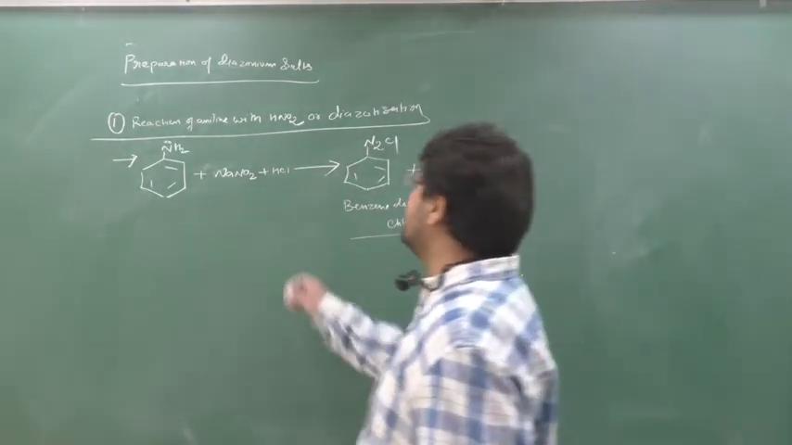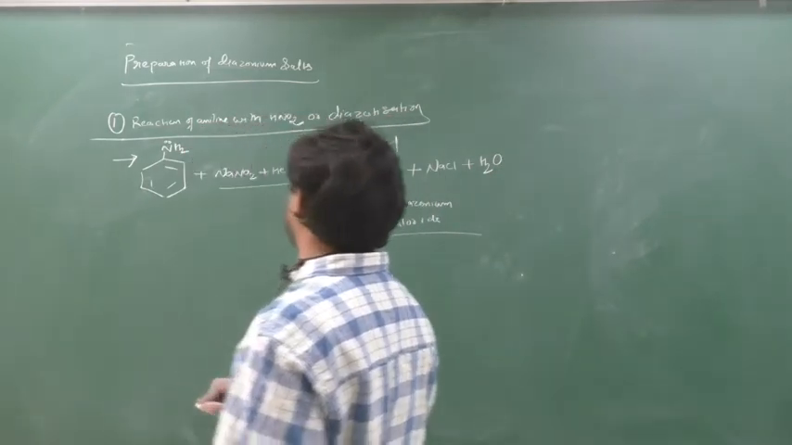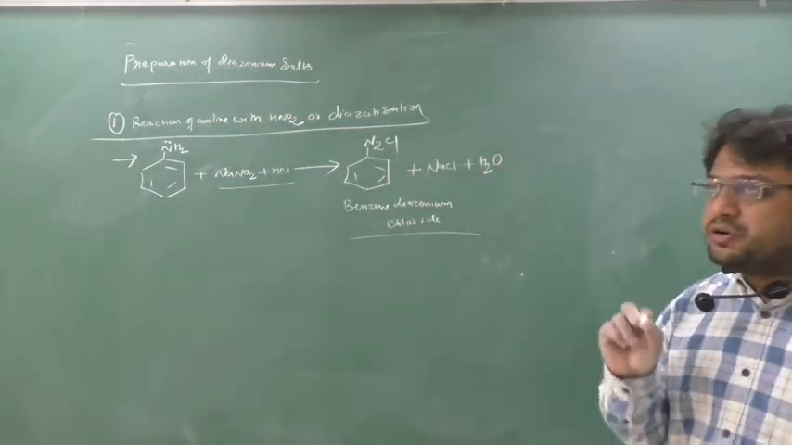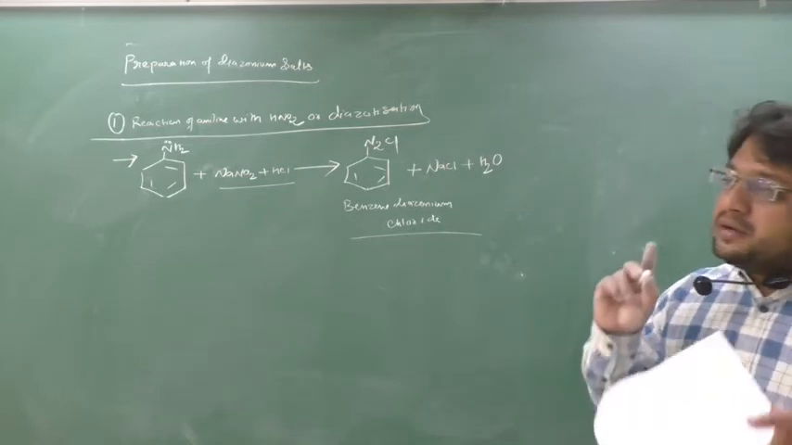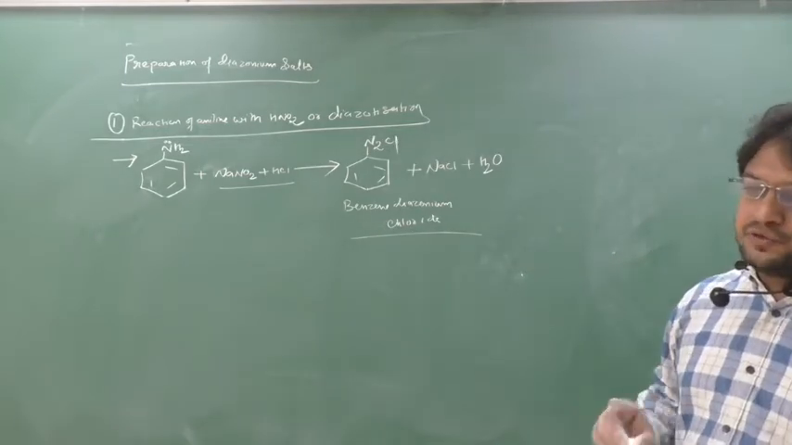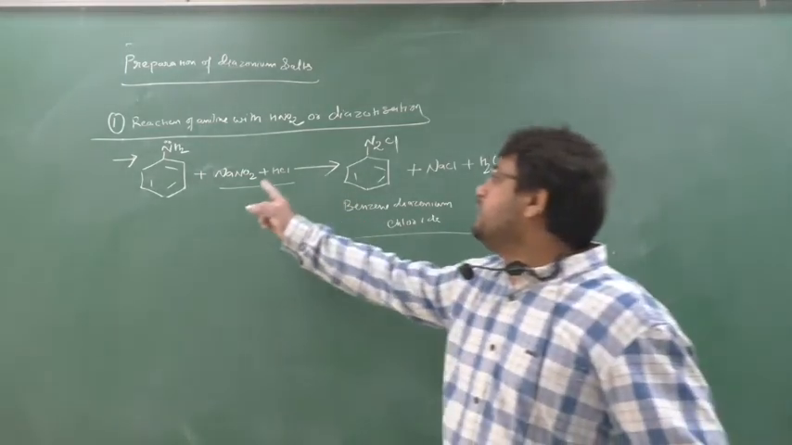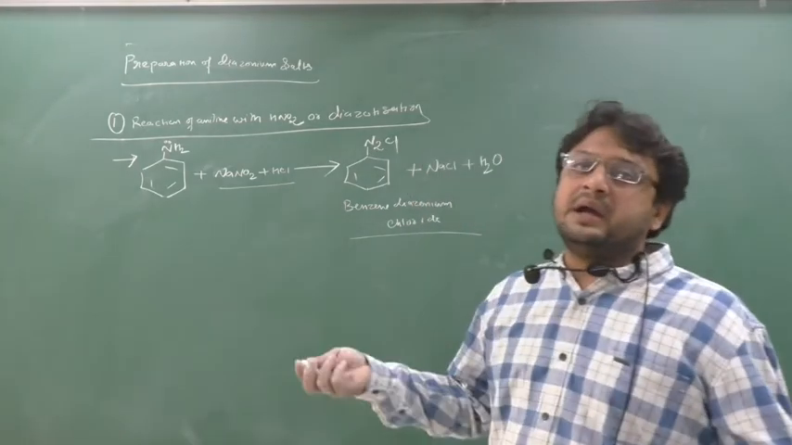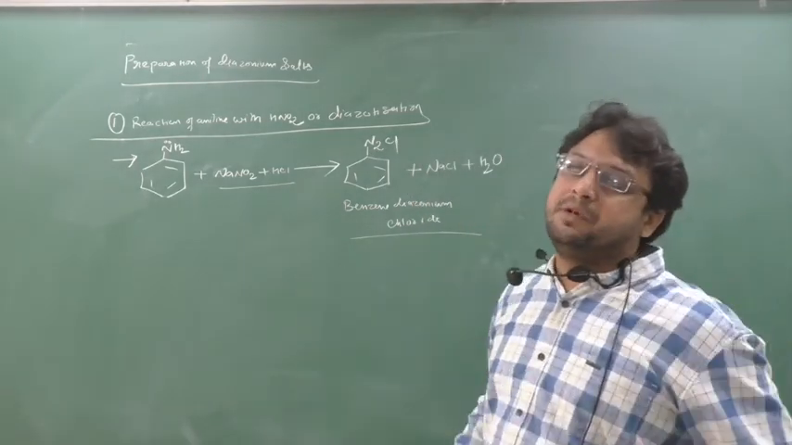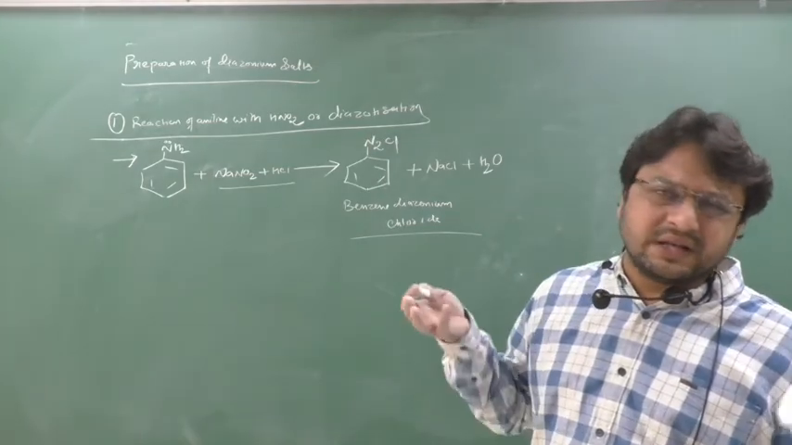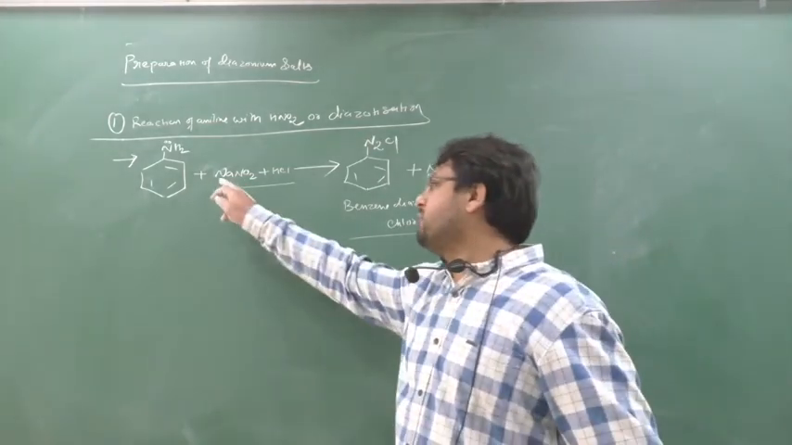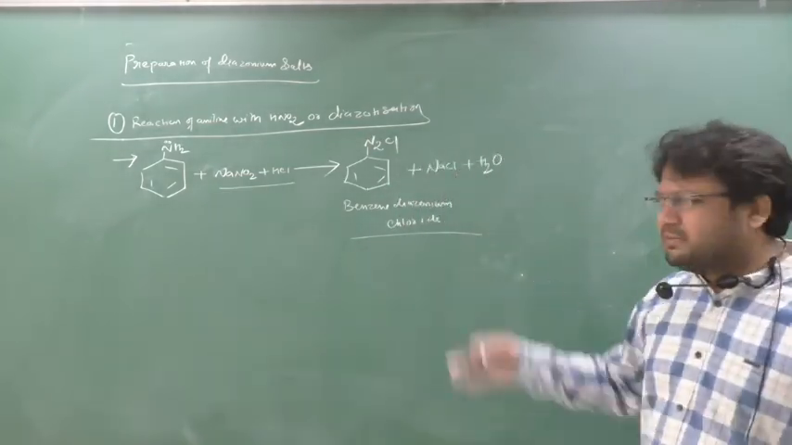Now why have I not written HNO2 here, and instead written NaNO2 plus HCl? The reason is HNO2 is a highly unstable acid, due to which we require it freshly prepared. Freshly prepared is possible only if I take NaNO2 and HCl. I cannot keep HNO2, because HNO2 is a weak, highly unstable acid, that's why I am taking NaNO2 and HCl. If you read from the textbook, a number of things will be cleared.